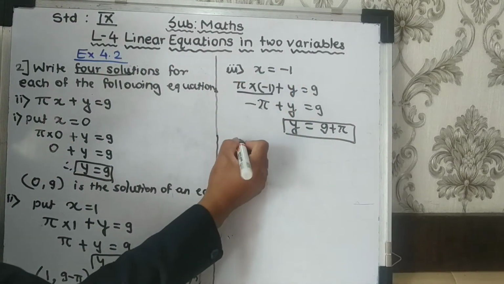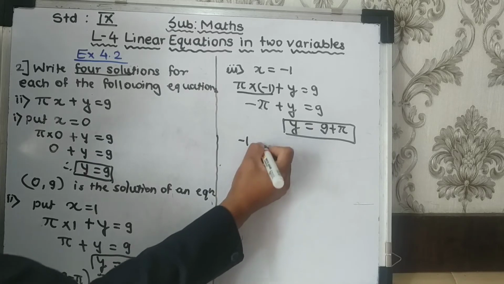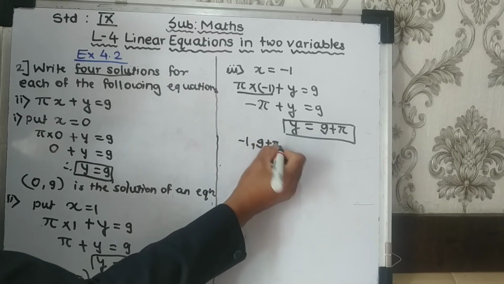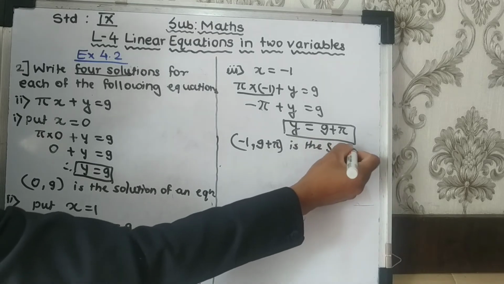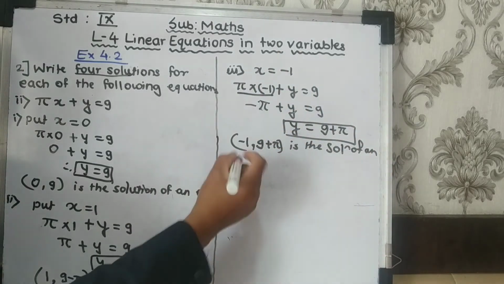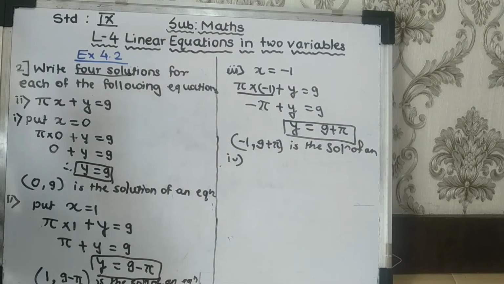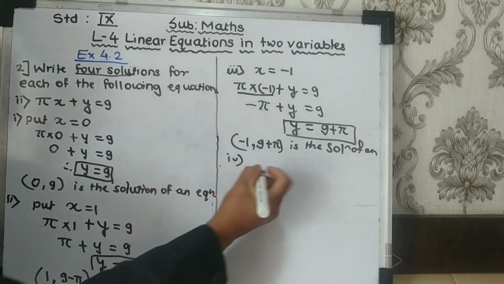So first we always write the x value and then the y value. (minus 1, 9 plus pi) is the solution of the equation. The third solution we have found out. Now let us find out the fourth one. The fourth solution you can take likewise.